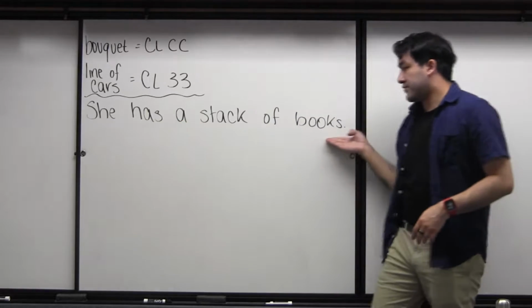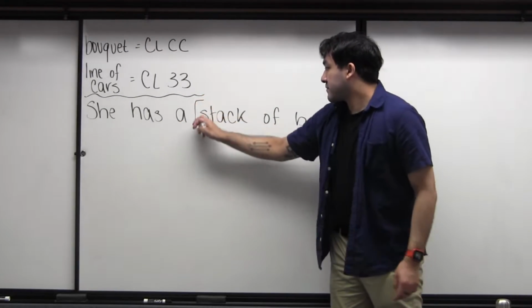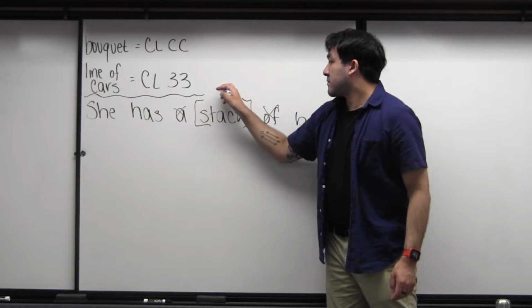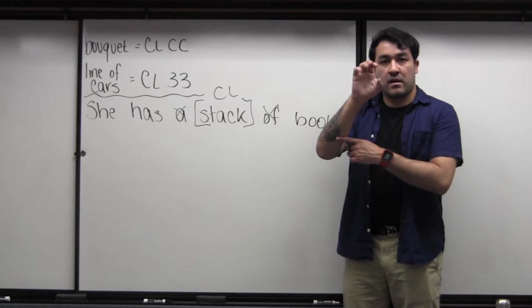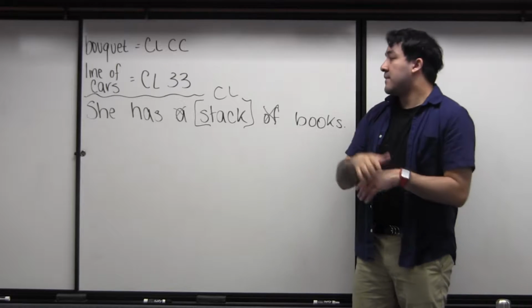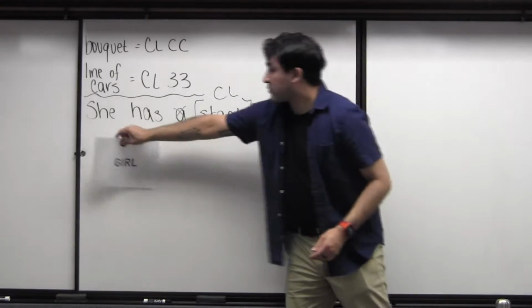And so in this video, we're going to be talking about she has a stack of books. So we know our classifier that we're going to be aiming for is stack. So how can we show this classifier, right? We know that's going to be our classifier for this because we don't want to sign many, we don't want to sign anything else, we want to show that stack of books.